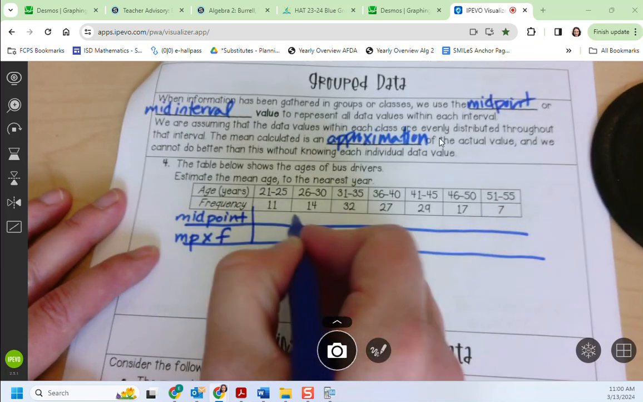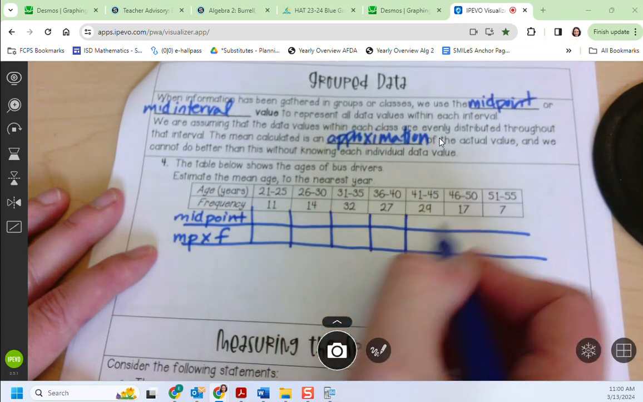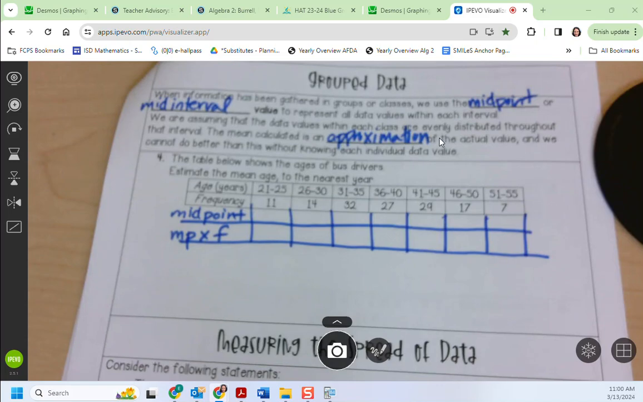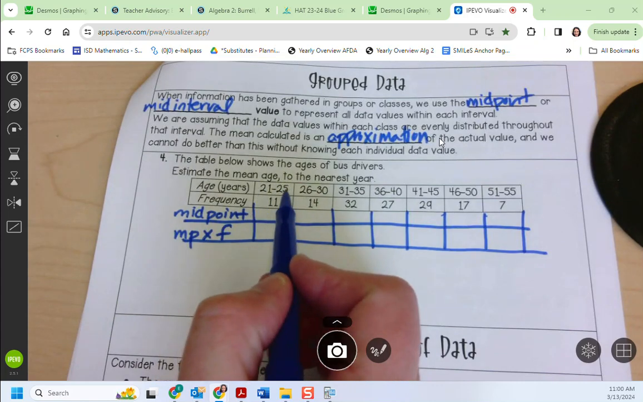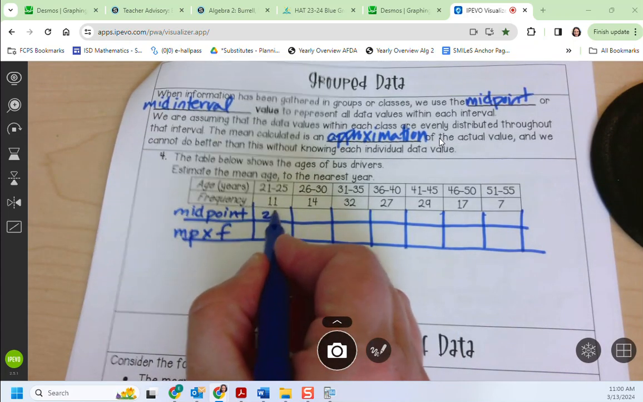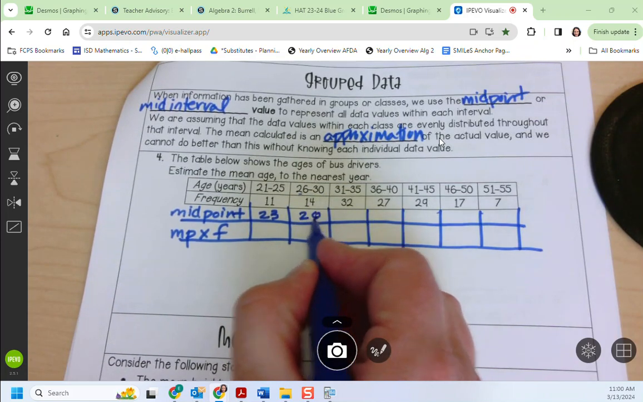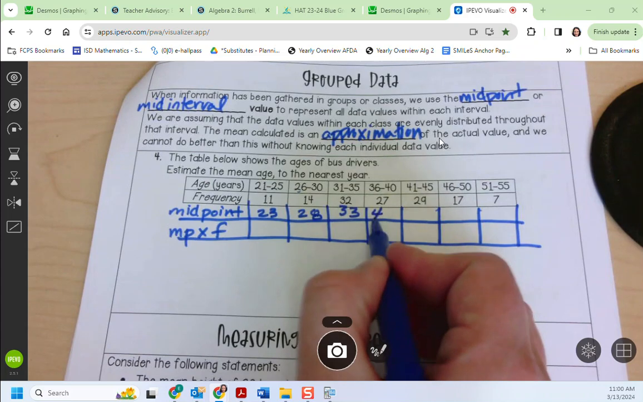All right, we're going to add extra rows here to help us make sense of this data set here. It says estimate the mean age to the nearest year. So we're going to use our mid-interval value. So in the middle of 21 and 25 is 23. In the middle of these two, we have 28, 33, 43.